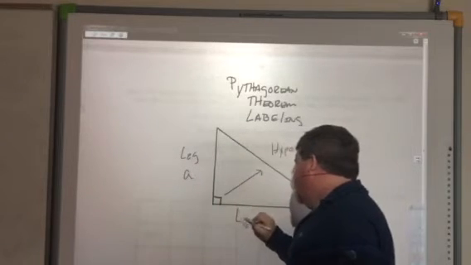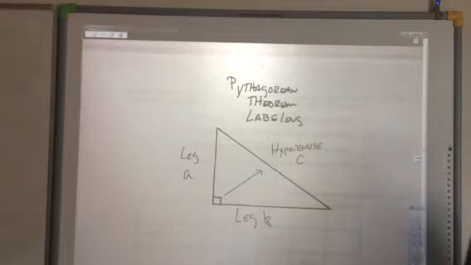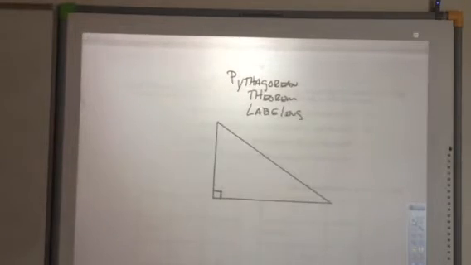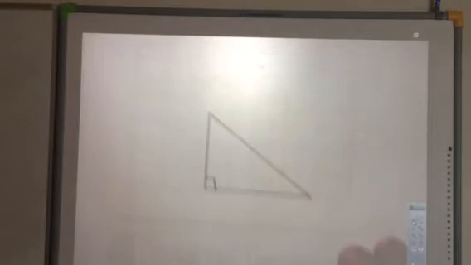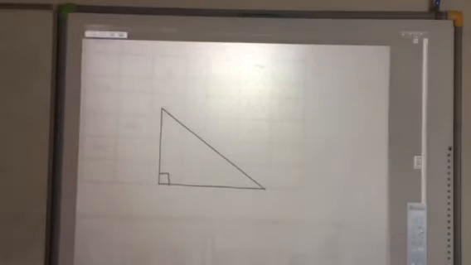The two sides that form the 90-degree angle are called legs. Leg A, leg B. So I'm going to go through some examples to show you how we use the Pythagorean theorem, okay, and some other ways to do that. So we're not always going to solve for C.